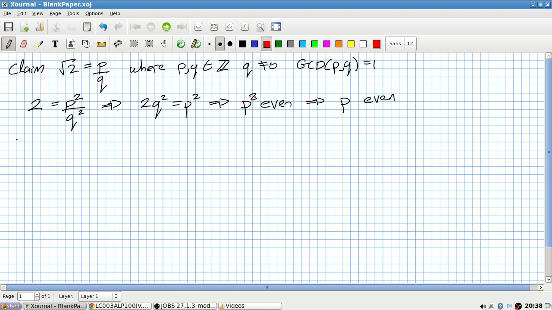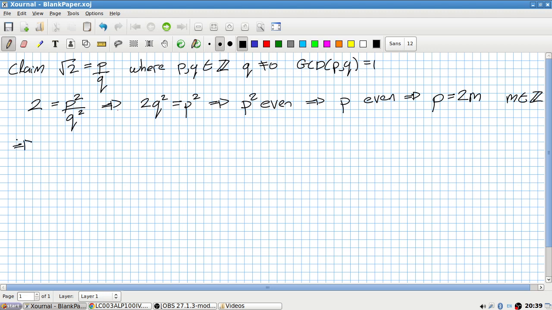Because look at the square numbers, for example. 1 squared is 1, 2 squared is 4, 3 squared is 9, 4 squared is 16, 5 squared is 25, 6 squared is 36. The even square numbers were originally even numbers squared. So because p squared is even, we know that p is even, which means we can say p equals 2m for some m integer.